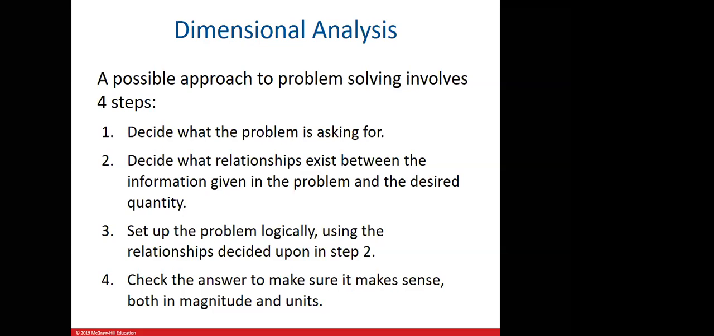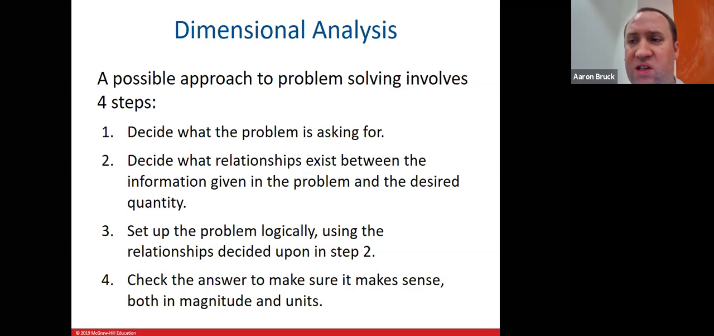Once we have that, we can set up the problem just logically speaking, using that unit canceling setup that I showed you on the previous slide. And then we have to ask ourselves some questions. Does our unit make sense? Do our units make sense? Have we canceled out everything that we were supposed to cancel out? And do the numbers make sense?